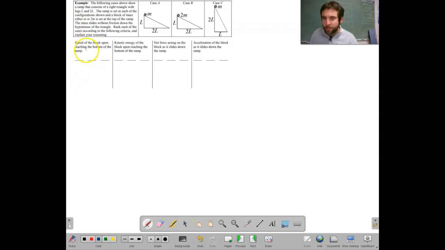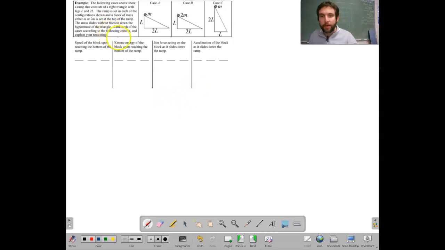So we're ranking the speed of the block upon reaching the bottom of the ramp, the kinetic energy of the block when we reach the bottom of the ramp, and net force acting on the block as it slides down, the acceleration of the block. Okay, so a lot going on here. Cool. Let's get into it.